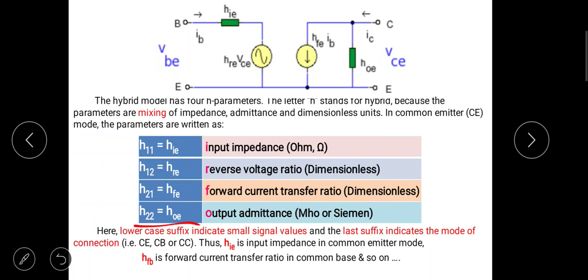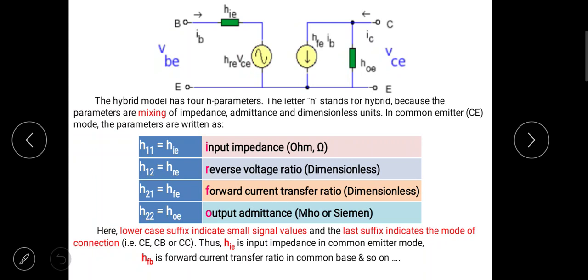As in the last case, H indicates hybrid parameter, O indicates output admittance, and E, that is the last suffix, indicates common emitter mode. So, in this way we can apply these indications to any kind of mode, that means either common emitter or common base or common collector.